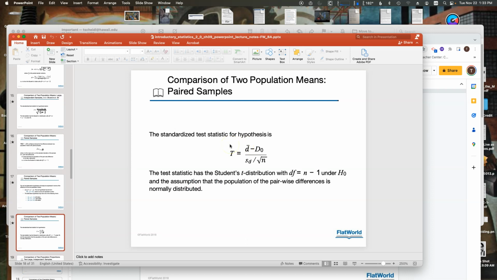The n here is referring to the pairs. And really the only kind of difference we see here is that for the paired samples, we're primarily focusing on this with a t distribution rather than a z statistic.